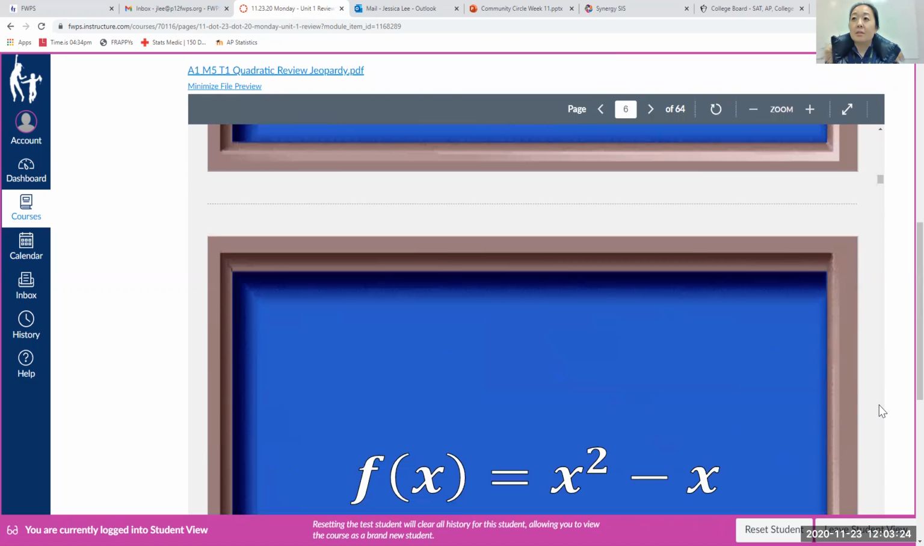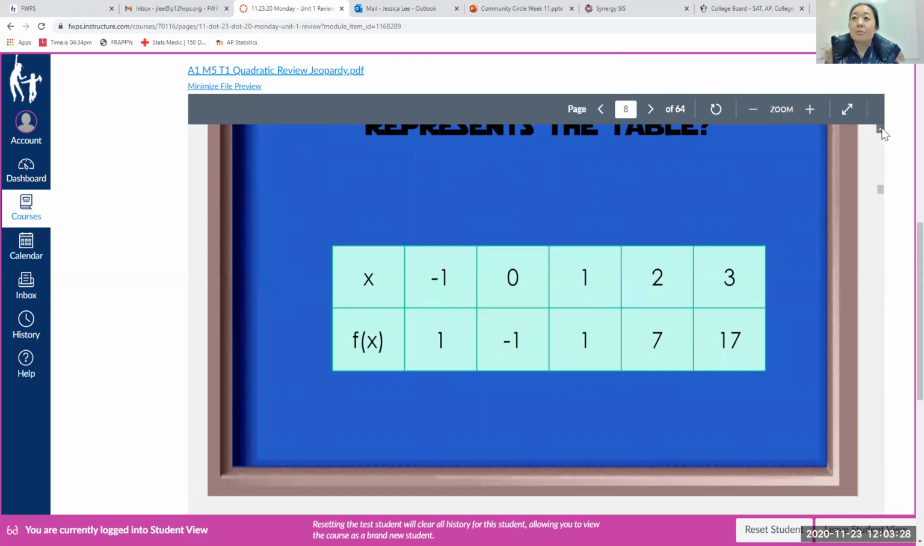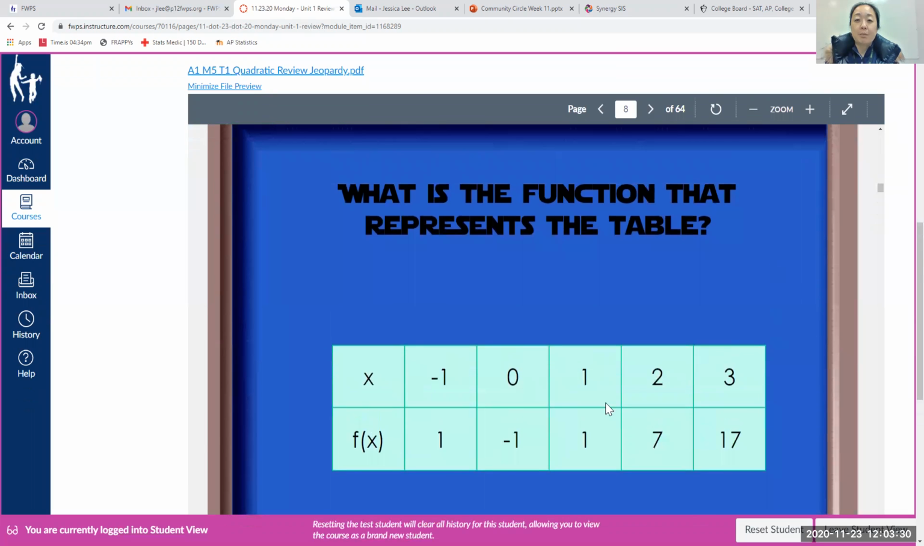Let's see here. Let's go over this one right here. And always the next problem is going to be the, what is it called? The answer. All right, so what is the function that represents the table? Again, I always like to look at this one right here. Anytime I see an x with a zero, x is 0, this tells me the y-intercept, remember?